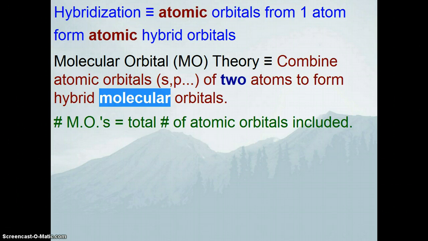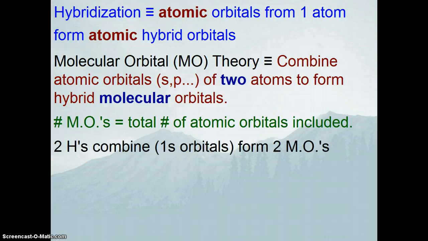As with hybridization, when we made atomic hybrid orbitals, the number of hybrid orbitals that we made was a function of the number of atomic orbitals that we included. Same thing with molecular orbitals. The number of molecular orbitals is equal to the total number of atomic orbitals included. We're going to talk about very, very simple diatomics. The simplest diatomic is that of hydrogen. The 2 1s orbitals from 2 individual hydrogen atoms come together to form 2 molecular orbitals. 2 atomic orbitals form 2 molecular orbitals.